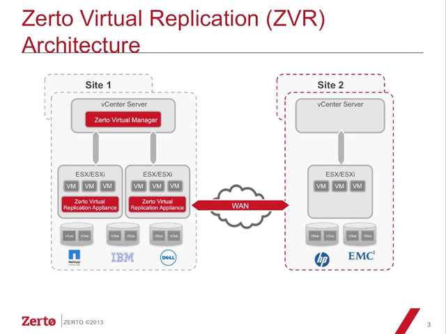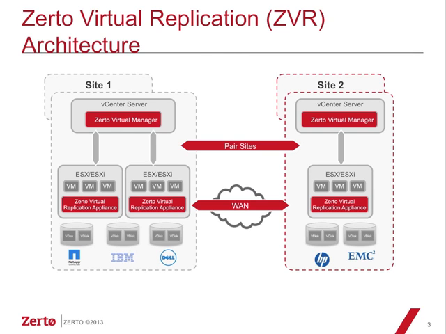And then at Site 2, it's the same thing. It's a vCenter Server at Site 2. We'll install the Zerto Virtual Manager, and then we'll install the VRA at Site 2 as well. After that, we'll pair the sites. Then our infrastructure is complete.